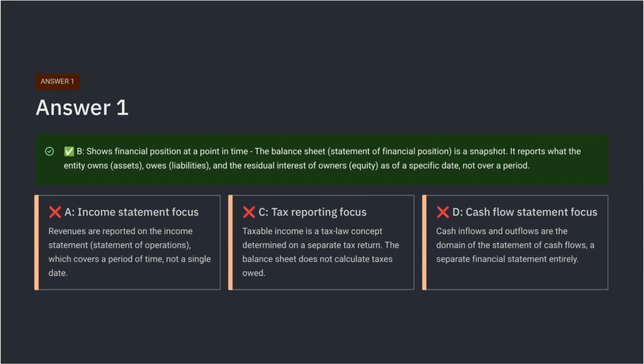The correct answer is B, to show assets, liabilities, and equity at a point in time. The balance sheet is a snapshot. It tells us what the entity owns, what it owes, and what remains for owners at a specific reporting date. Option A is wrong because revenues belong to the income statement, which covers a period. Option C is wrong because taxable income is a tax return concept. Option D is wrong because cash inflows and outflows belong to the statement of cash flows. So for financial position, always think point in time.